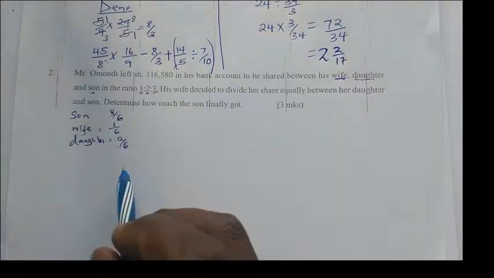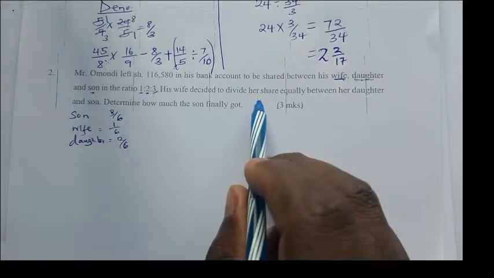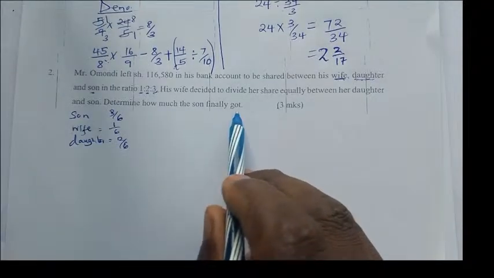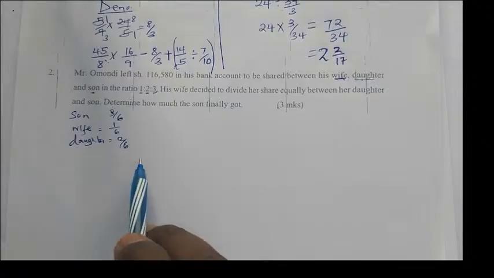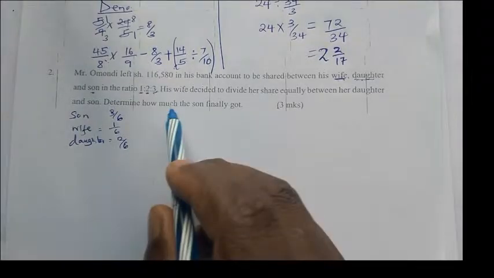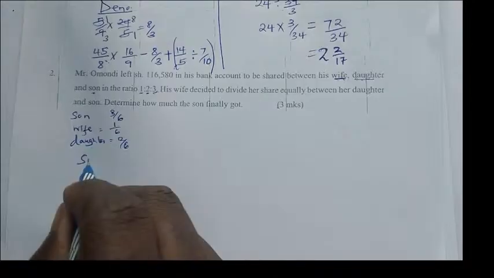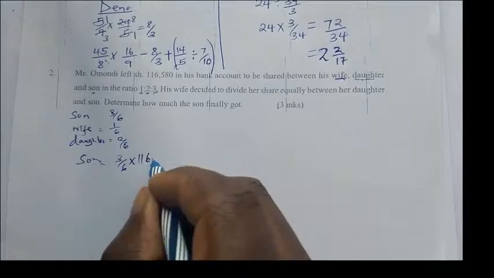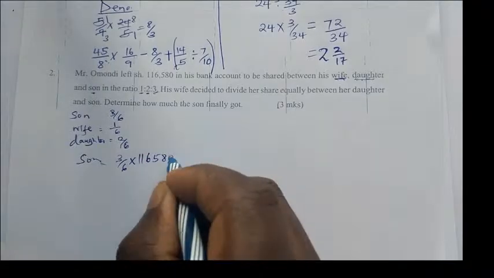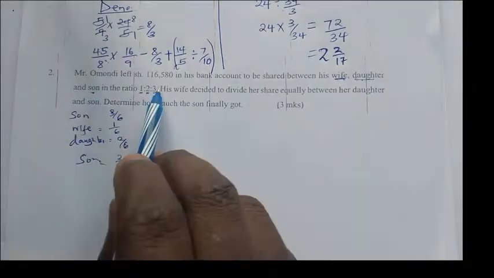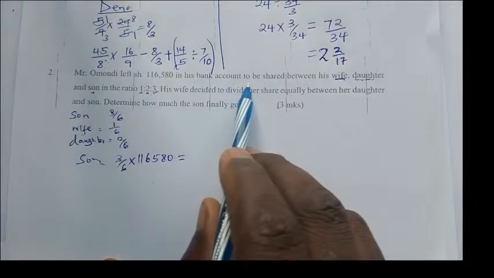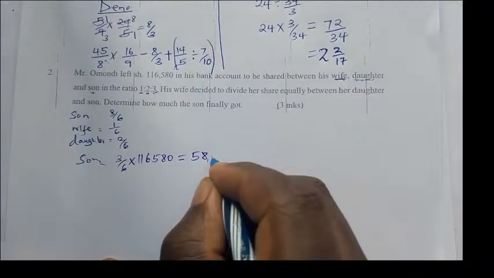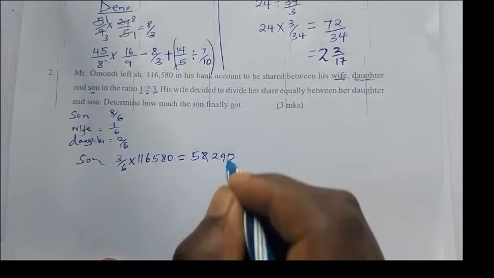Now the wife decided to share her own to the daughter and the son, determining how much the son finally got. So let us get the shares before being shared. The son got 3/6 times the total amount, which is 116,580. That is the amount in the bank to be shared between the wife, daughter and son. That is what the son got, and this is 58,290. So what did the wife get?